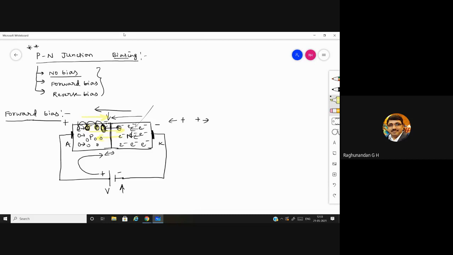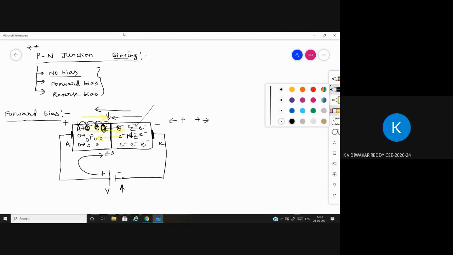I said moving. Is that word correct for holes? No, sir. Because only electrons are moving, we say holes are shifting. When you look at this, it looks like they are moving, but they are not. They are just exchanging their position because of the electrons.